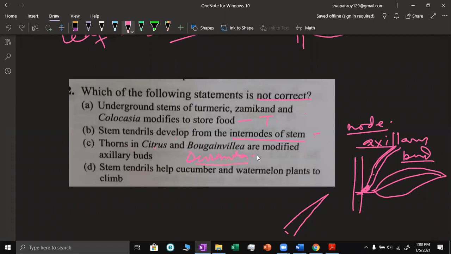Duranta is one very common plant found here in Shillong for the fencing material. Okay, a very beautiful fencing plant, that Duranta also has thorns. So this one is wrong, and so our answer is this. Stem tendril helps in climbing, as in cucumber and watermelon, they all have stem tendrils.